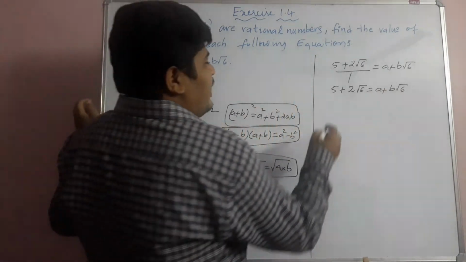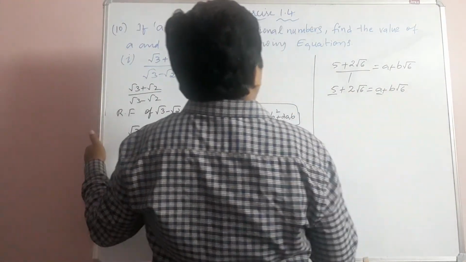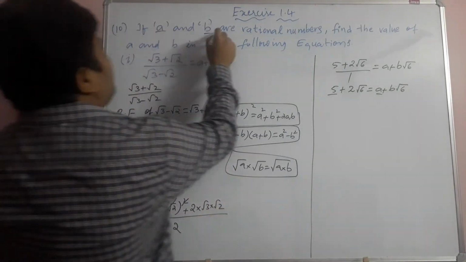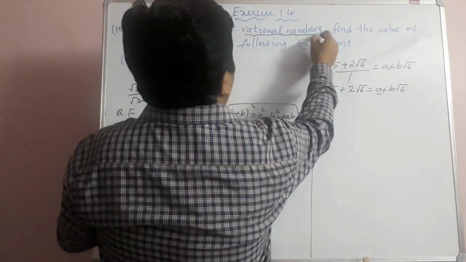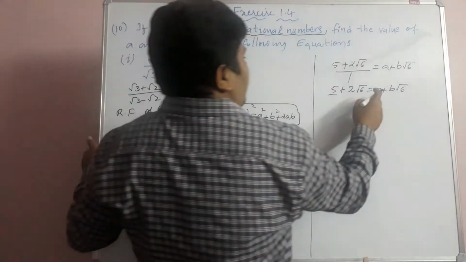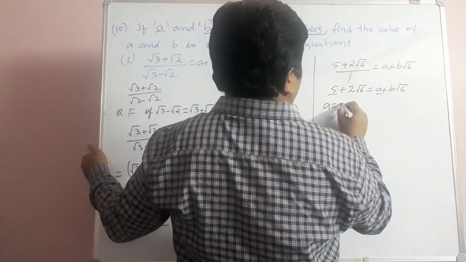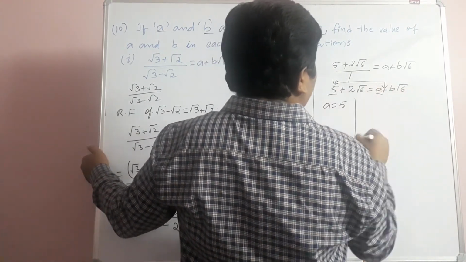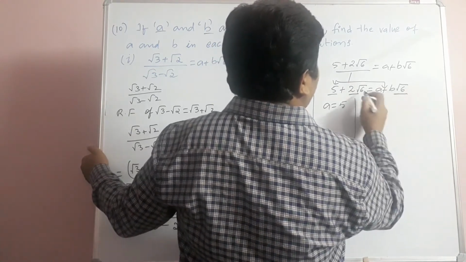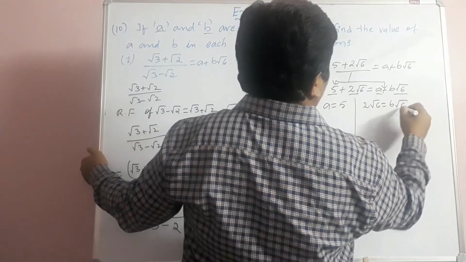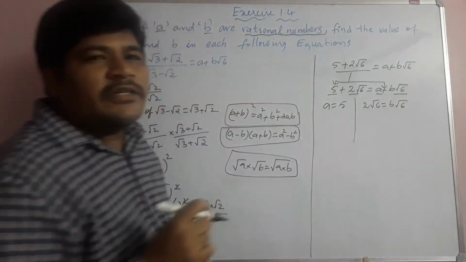Here 5 is the rational part, a is the rational part, right? So even in the question they mentioned a and b are rational numbers. Okay, here they mentioned, no? Right. So a is equal to 5. Rational part is equal to rational part. So a is equal to 5. And next, what is the second term equal to the second term? Here 2 root 6 is equal to b root 6. Okay, now 2 root 6 is equal to b root 6.